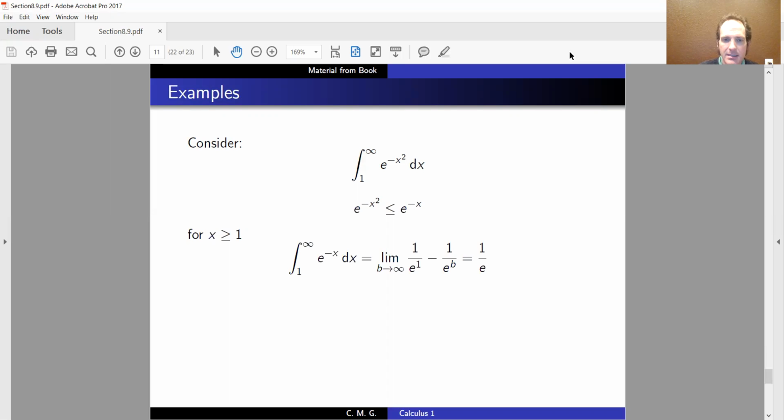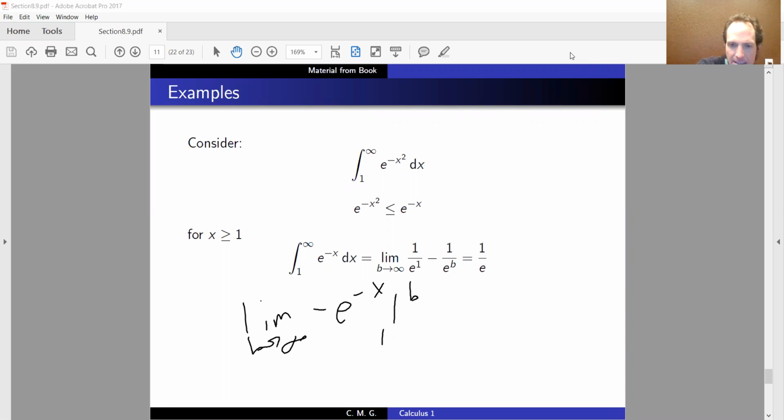I can integrate e to the minus x. That's actually easy to integrate, right? So it's just negative e to the negative x. Do the limit as b goes to infinity, make that top limit b. It's going to flip my e to the 1 and e to the b, e to the negative 1, e to the negative b, because there's a minus in front of it when I do the integral. And so I have negative e to the negative x evaluated between 1 and b, and the limit as b goes to infinity.